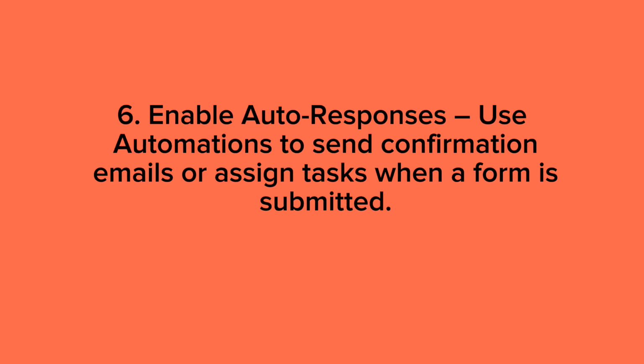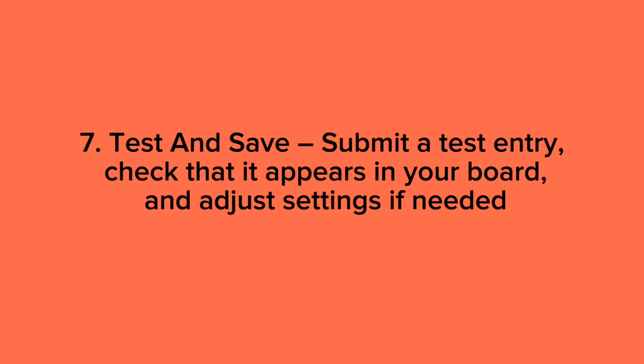6. Enable auto responses. Use automations to send confirmation emails or assign tasks when a form is submitted. 7. Test and save. Submit a test entry, check that it appears in your board, and adjust settings if needed.